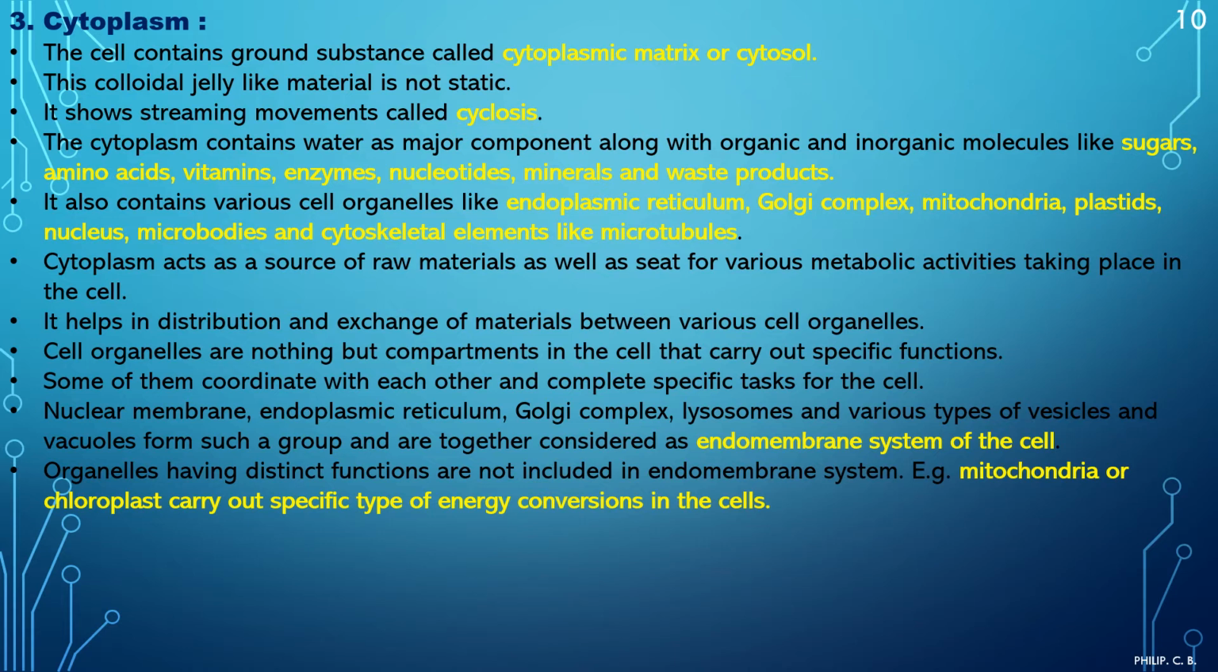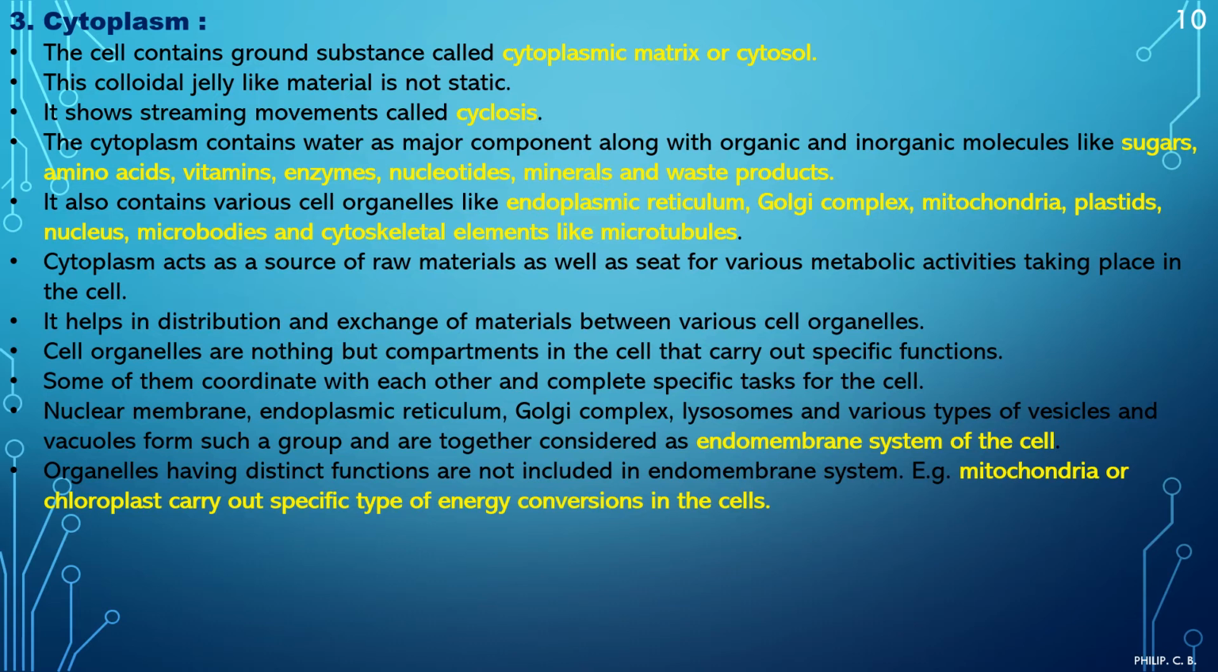It also contains various cell organelles like endoplasmic reticulum, Golgi complex, mitochondria, plastid, nucleus, microbodies, and cytoskeletal elements like microtubules in the cytoplasm. In the further slides we may learn some of them, and in the next part of the lecture, the remaining organelles in detail.